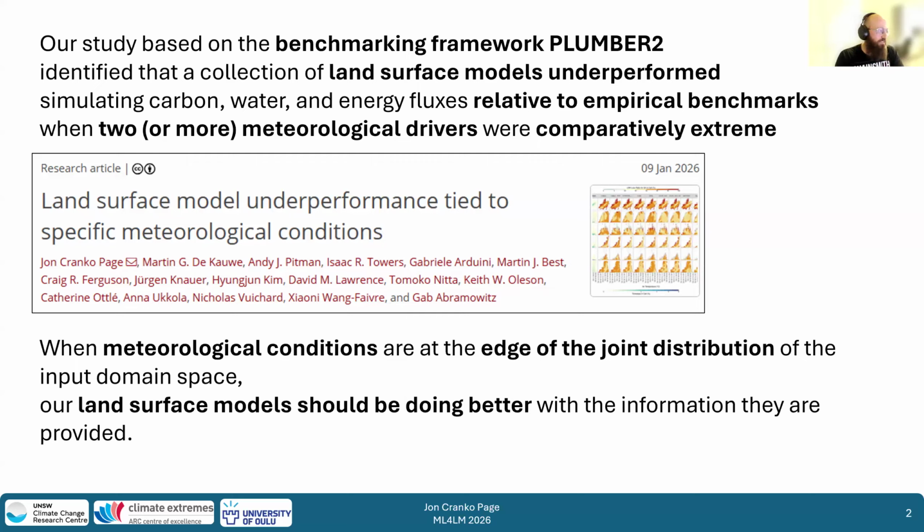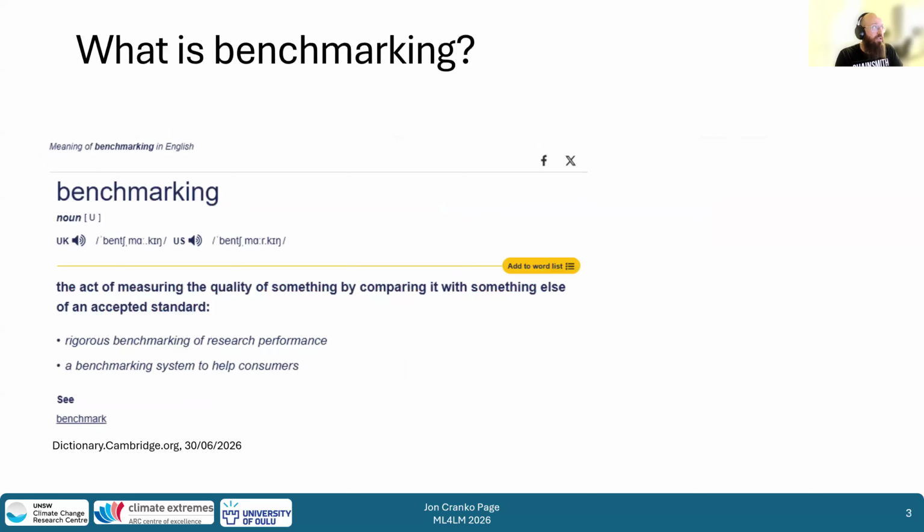So as I said earlier, I would like to thank my co-authors on here, particularly Gab Abramovitz, who is my supervisor at UNSW and who is the driving force behind PLUMBER2, which is a benchmarking framework.